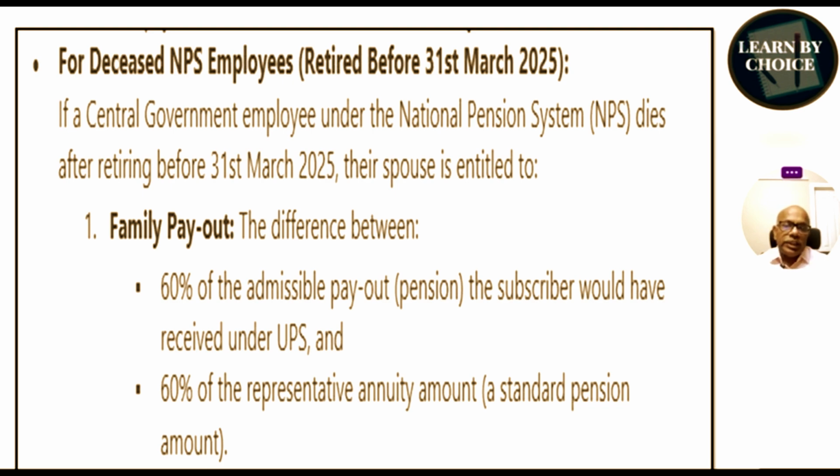For the deceased NPS employees who have retired before 31st March 2025, who are already drawing NPS, the family payout will be the difference between 60% of the admissible payout of the subscriber at the time of his retirement and 60% of the representative annuity amount. This data also will be published by PFRDA. The difference between these two will be paid as a family payout.